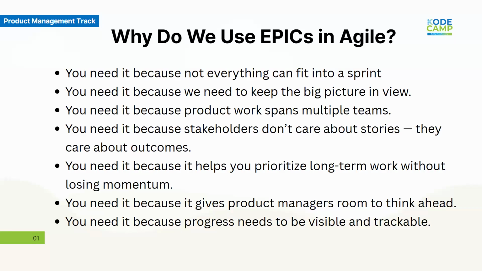Now, because progress needs to be visible and trackable, Agile is about iteration, like we've always said. But iteration doesn't mean random motion. You still need to be able to track meaningful progress. When you're working on a big feature over 3 or 4 sprints, the only way to track that is through the epic. Your user stories get marked as done, and that epic moves closer to completion.